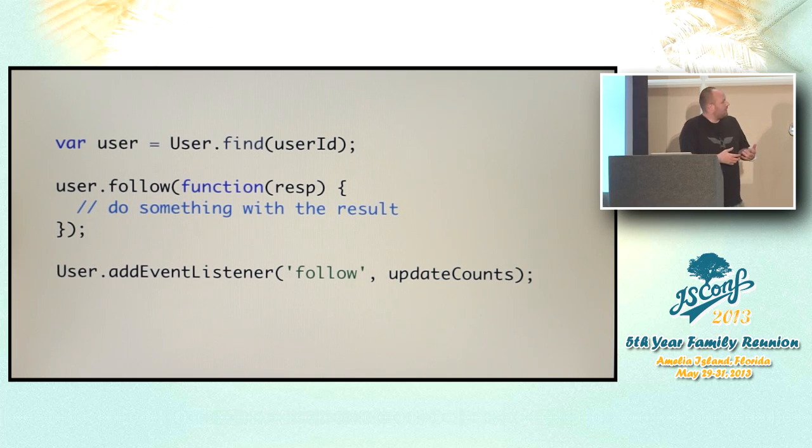So obviously we had models. With models, you can request an object, which is a model. You can call functions to mutate those objects and do actions like following. In our case, and in a lot of cases, these things were asynchronous, so you had to call back to do something with that result. As well as just calling methods directly, you can add event listeners, so other objects can listen to follows that happen in the application generically.